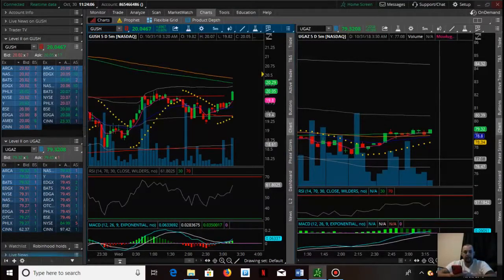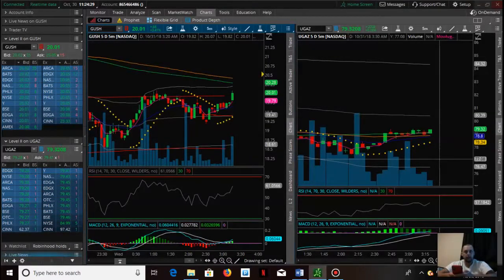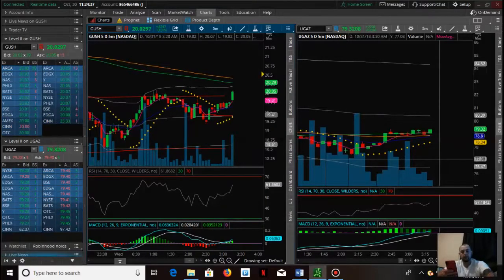So I have 94 shares of UGAS. I'm in at about 79.23. And I'm in GUSH for about 325 shares. Since these are two really high potential positions that are looking like they could jump up really fast again, I'm really going to be careful to take my profit. My goal is to get probably about $200 profit out of these two positions added together, potentially more.